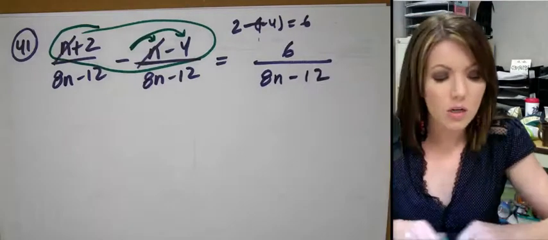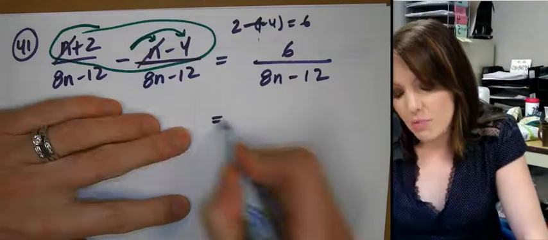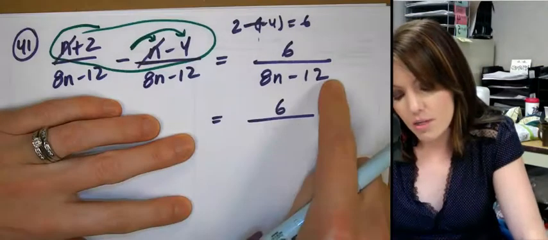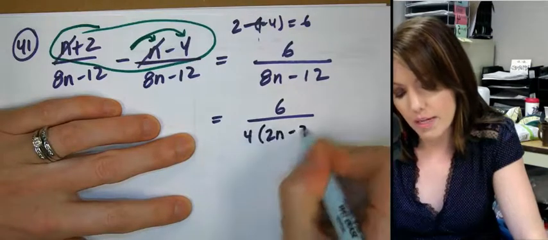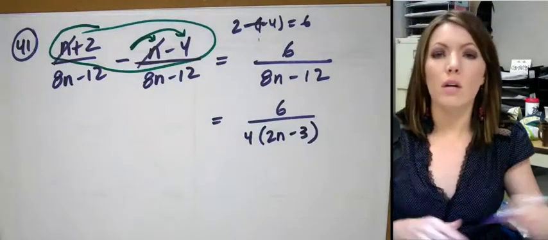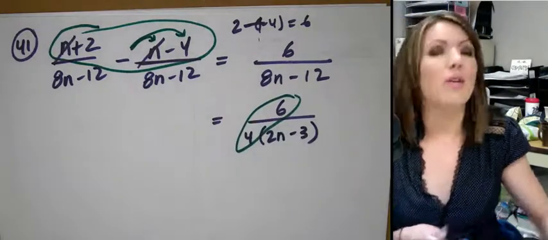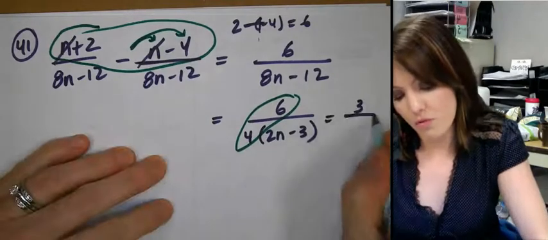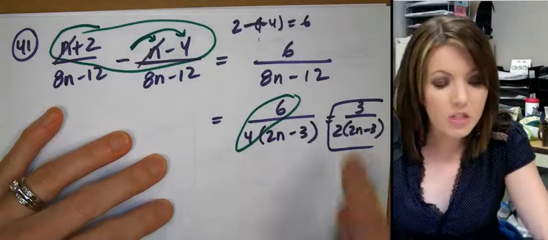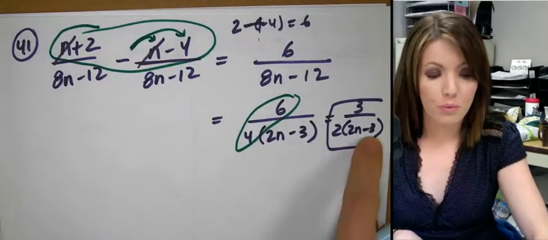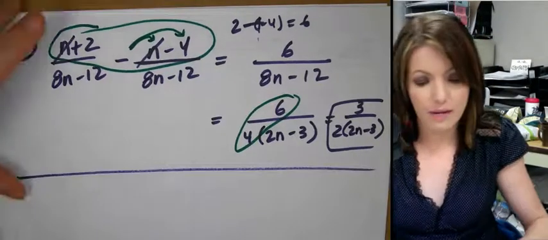And again, you want to go back and see if you can simplify anything. If I look at the bottom, I know that both 8 and 12 are divisible by 4. So that's what I'm going to do, 2n minus 3. And then I want to reduce the 6 and the 4 to 3 over 2. So we get 3 over 2 times 2n minus 3. And again, in their solution they actually multiply that through to get 4n minus 6, but it means the same thing. You don't need to go back and redo that.